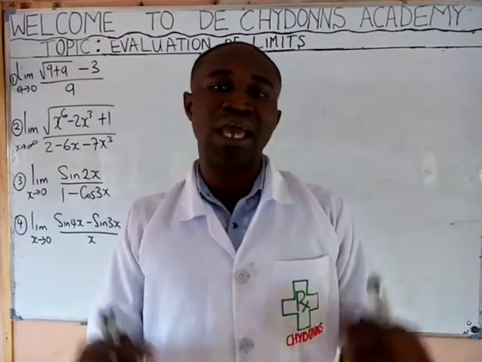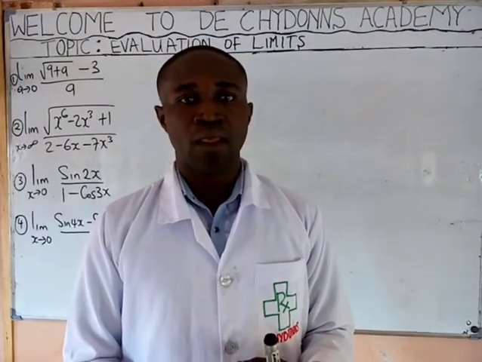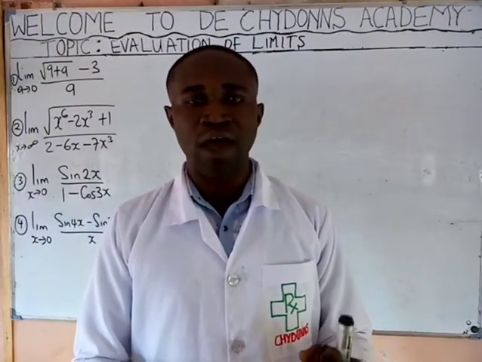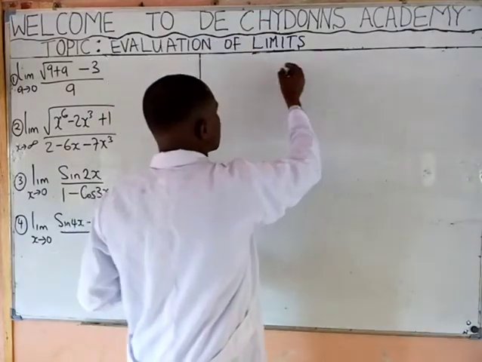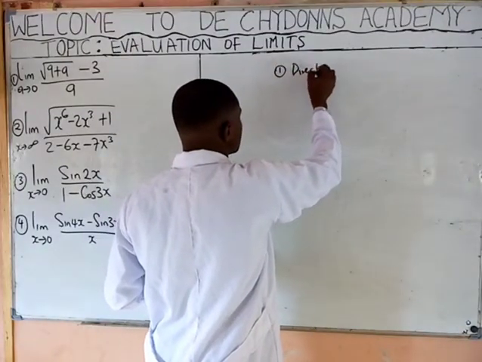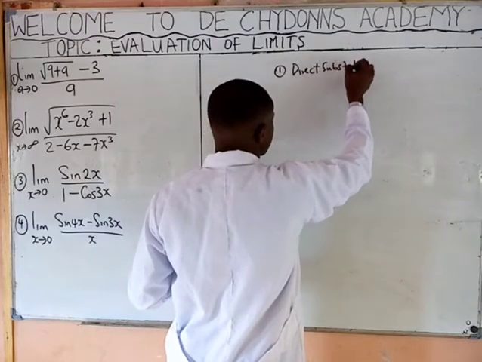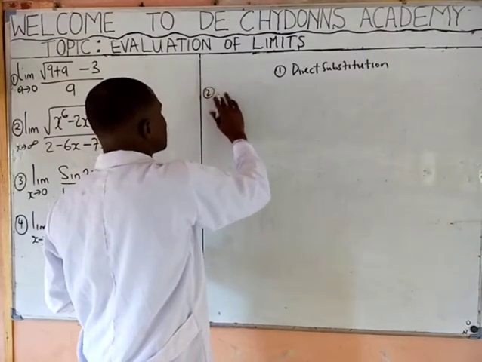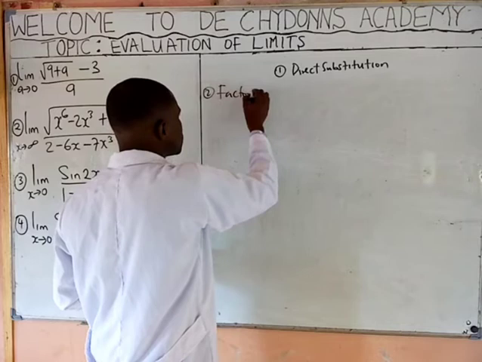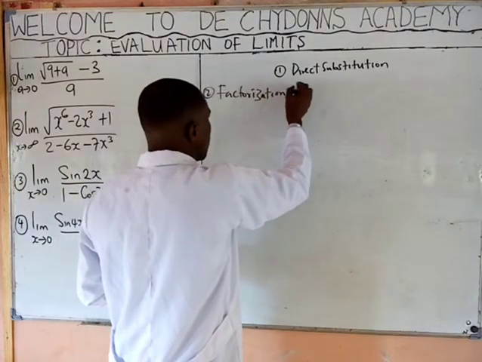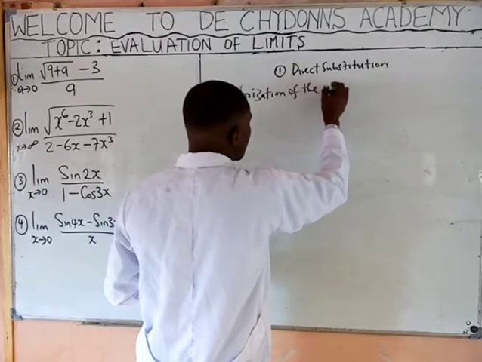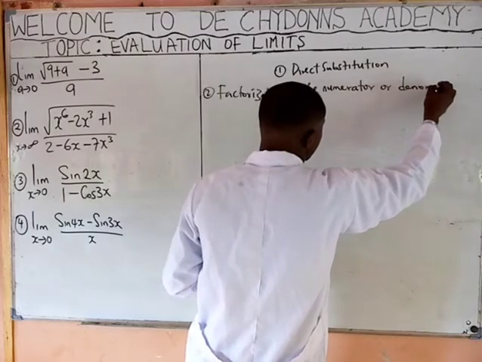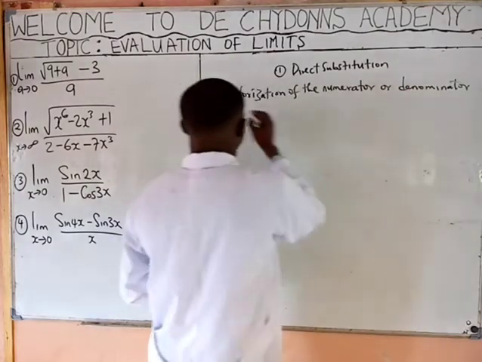We want to discuss evaluation of limits. There are many methods you can use to evaluate limits. 1. By direct substitution. 2. By factorization of the numerator or denominator or both.